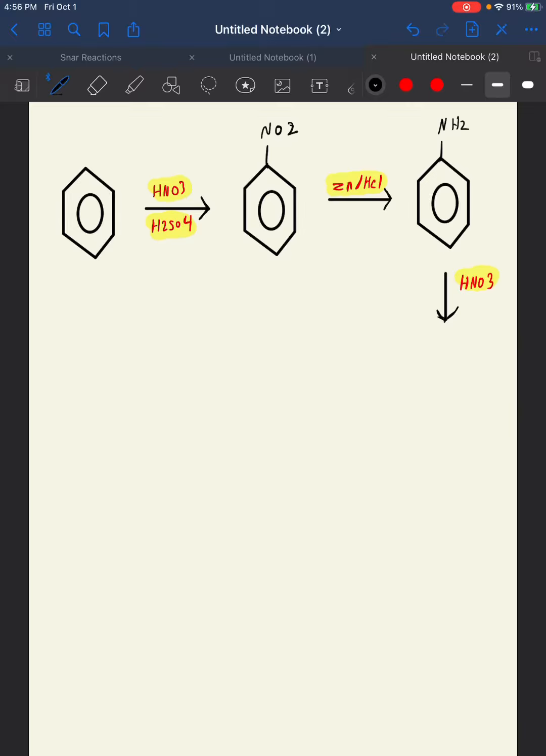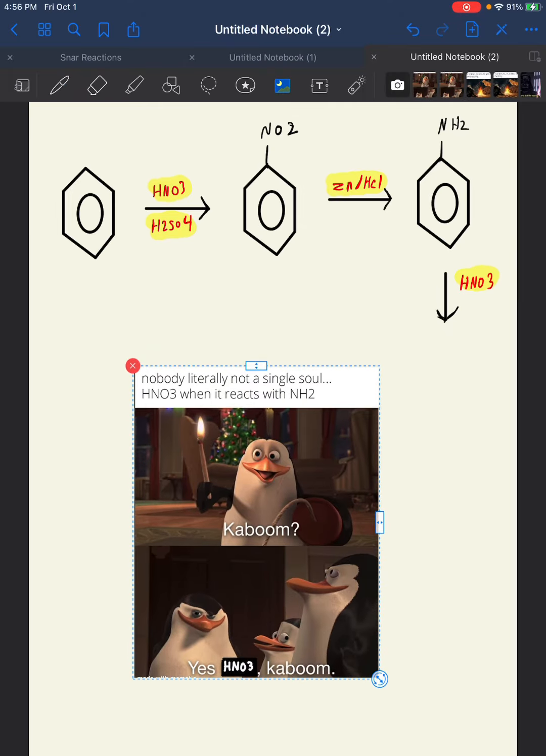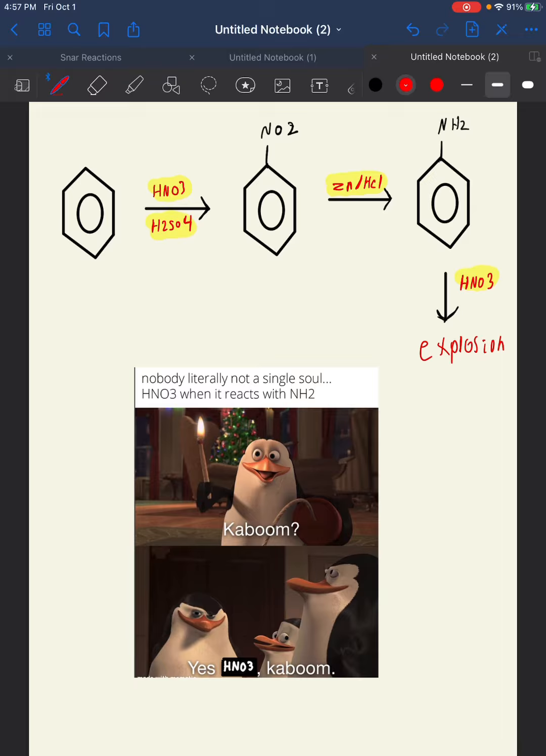Now here's where it's cool. Now when we react with HNO3, guess what happens? Well, my friend, you get what's called an explosion. Boom goes the dynamite. So that's a pretty unique reaction that can occur using your chart. And let's move on to the next example.